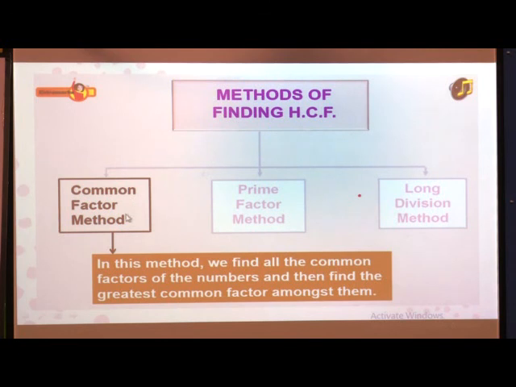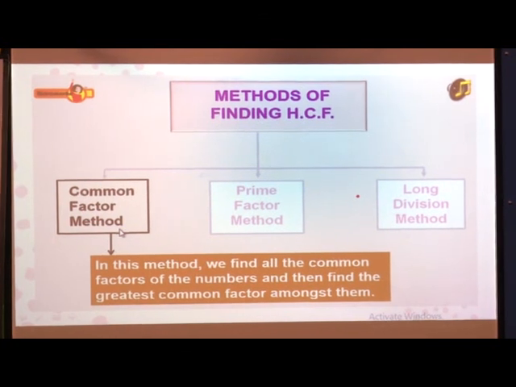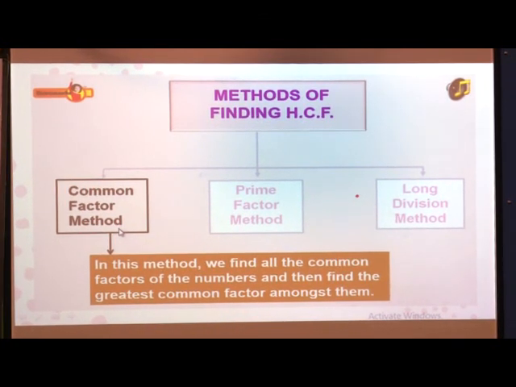Common factor method. In this method, we find all the common factors of the numbers and then find the greatest common factor amongst them. What we do in this method? First we find the factors, then we find the common factors among the numbers, and then we find the highest of the common factors. So, this is the method which is called the common factor method. Let us see an example of how to solve it.